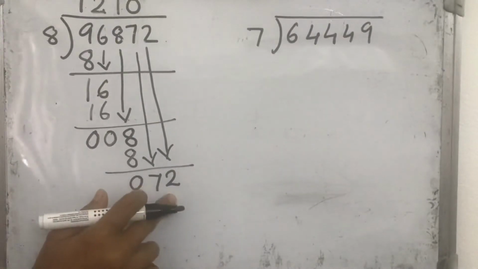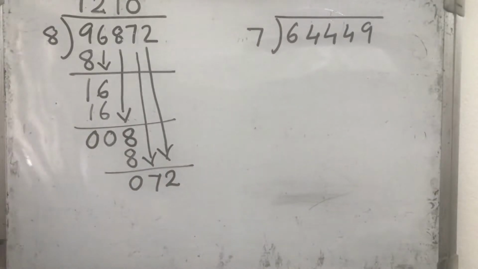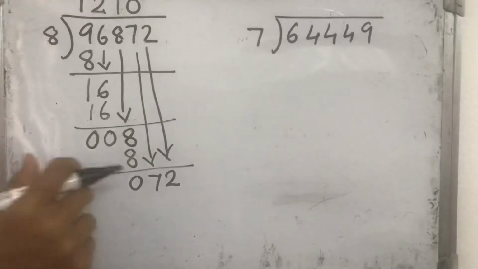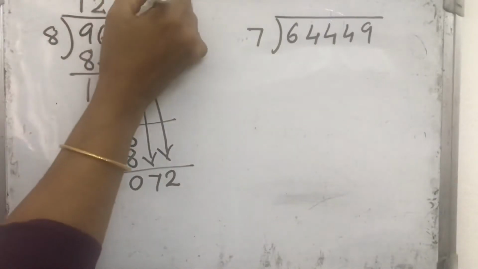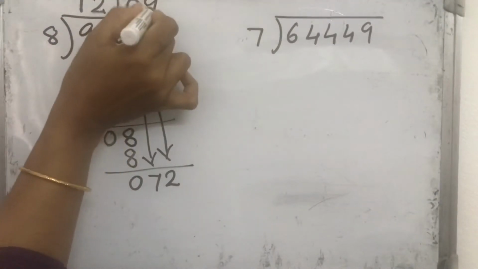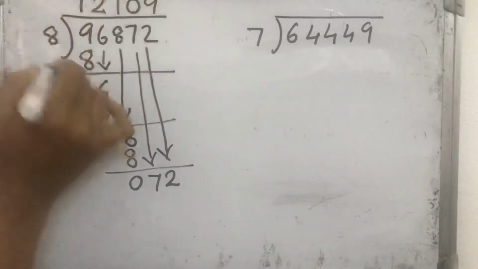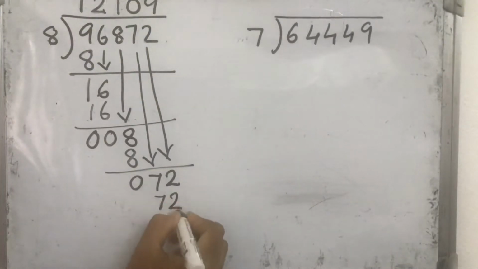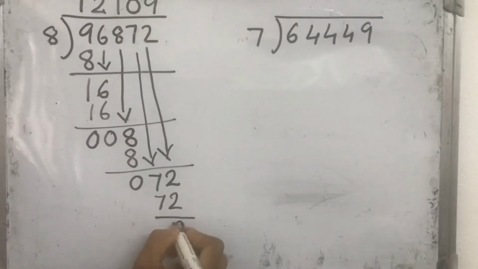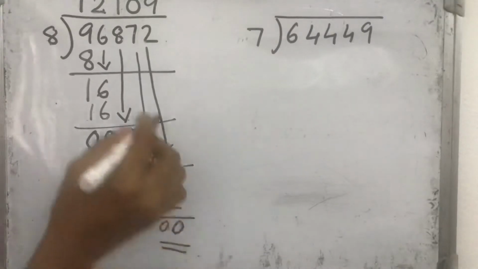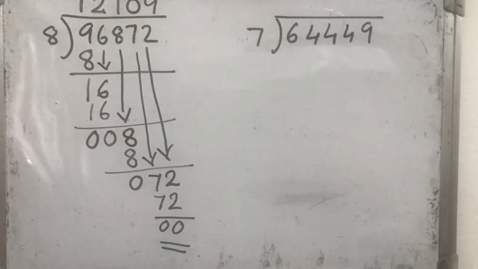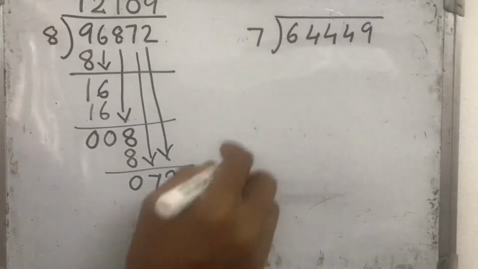Now what is the number? It is 72. 72 divided by 8, how many 8s are in 72? From the multiplication table, we know 9 into 8 equals 72. So 72 divided by 8 is 9. Then multiply 9 with 8. 9 into 8 is 72. Then subtract, we get 0. So what is the quotient we got here? 12,109. Okay, 12,109.